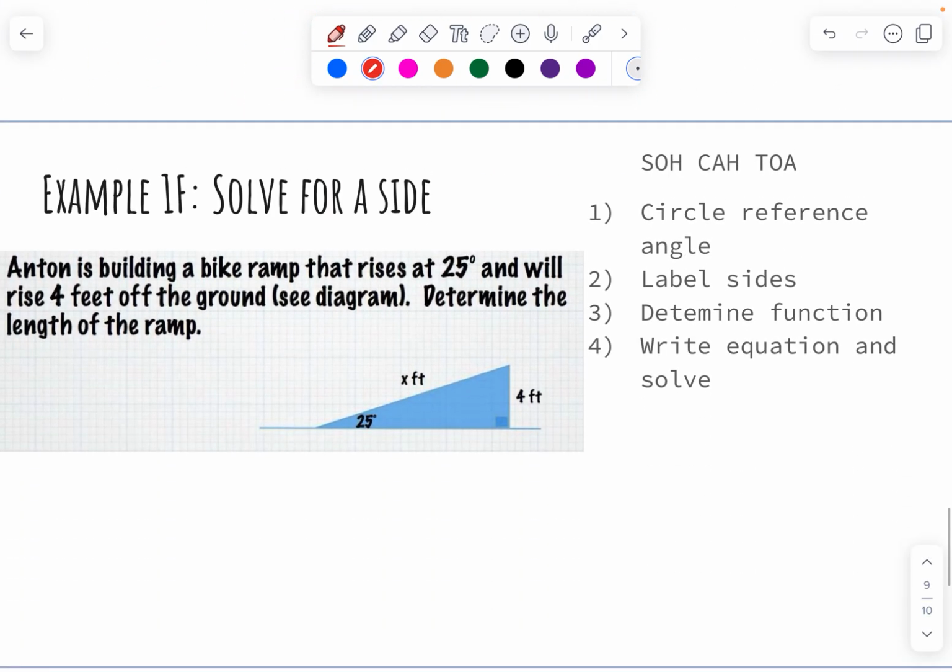Let's look at a word problem here. We're still going to do it the same way. Anton is building a bike ramp that rises at 25 degrees and will rise 4 feet off the ground. Determine the length of the ramp.